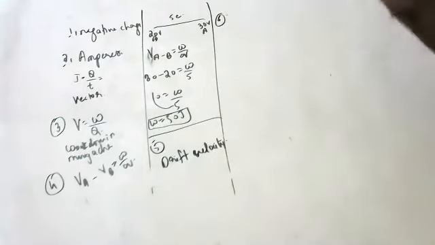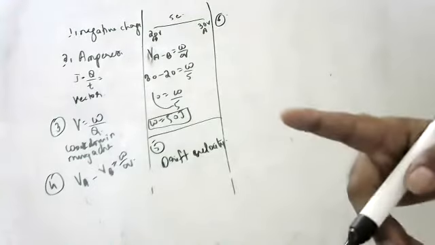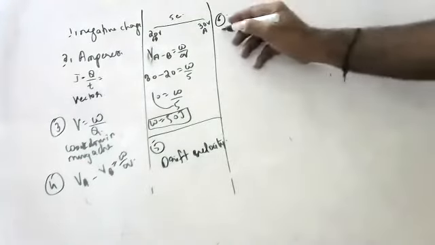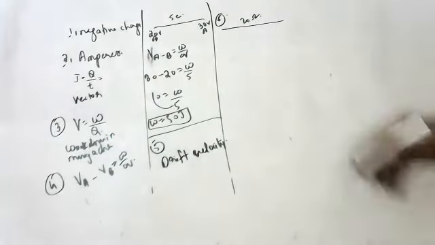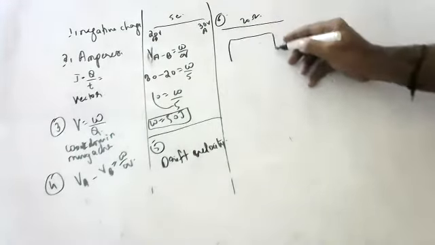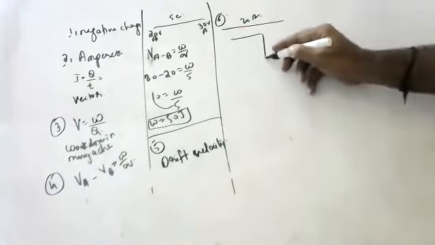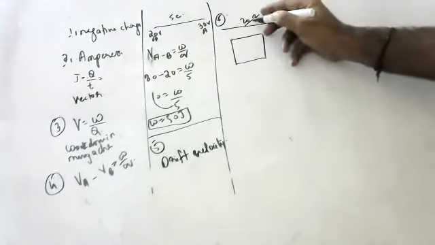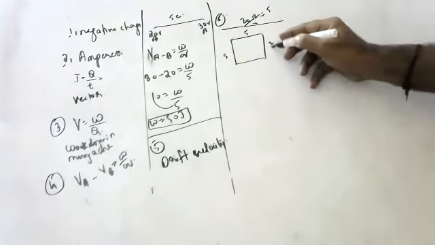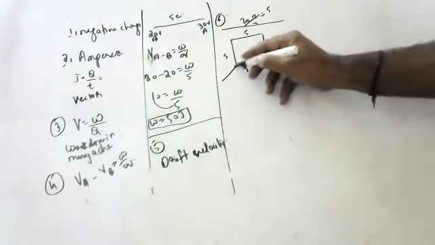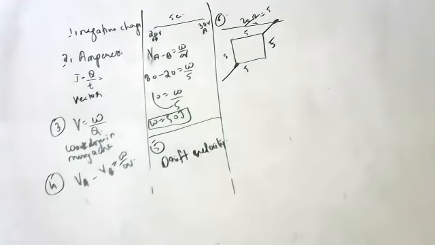Okay, children? Sixth question. A wire of resistance 20 ohm is bent in the form of a square. In a square, all sides are equal. So 20 by 4 is how much? 5. So 5 ohm here, 5 here, 5 here, and 5 here. Across any two ends of its diagonal, they are asking the resistance.